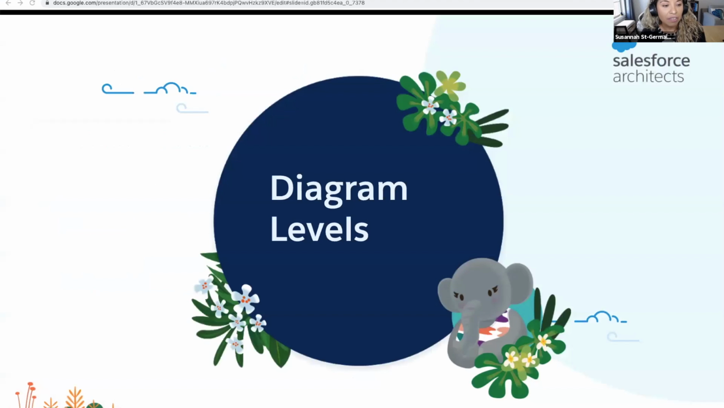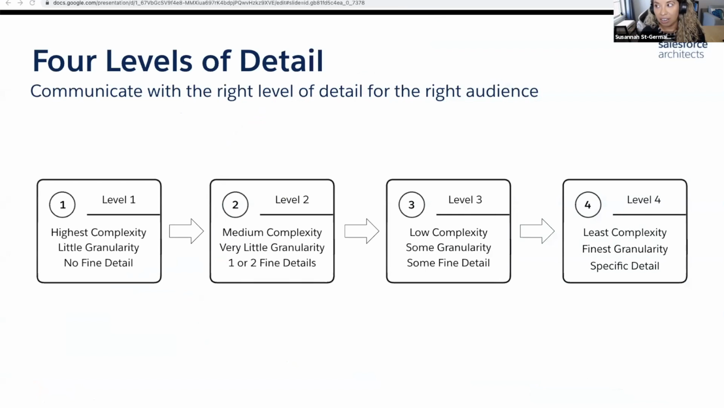And then the final part of the framework that you can use and lean on to build better diagrams is the concept of diagram levels. So we have two different styles, and within each of these styles, there are 4 levels of different detail that you can choose to draw upon depending on what you're trying to convey. So the 4 levels of detail here move from highest level of complexity to least level of complexity, and littlest granularity to finest granularity.